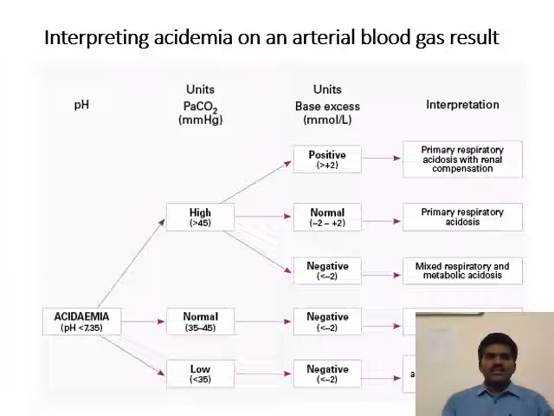If the PaCO2 is normal and there is acidemia, look at the base excess. If base excess is negative, it's a metabolic acidosis. If PaCO2 is low, less than 35, and base excess is negative, less than -2, it's a primary metabolic acidosis with respiratory compensation.